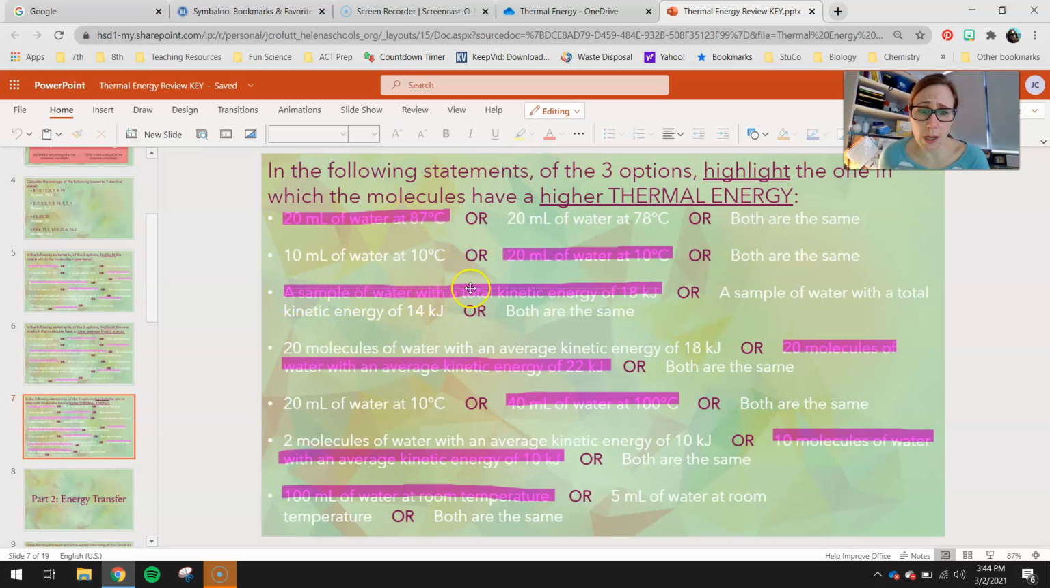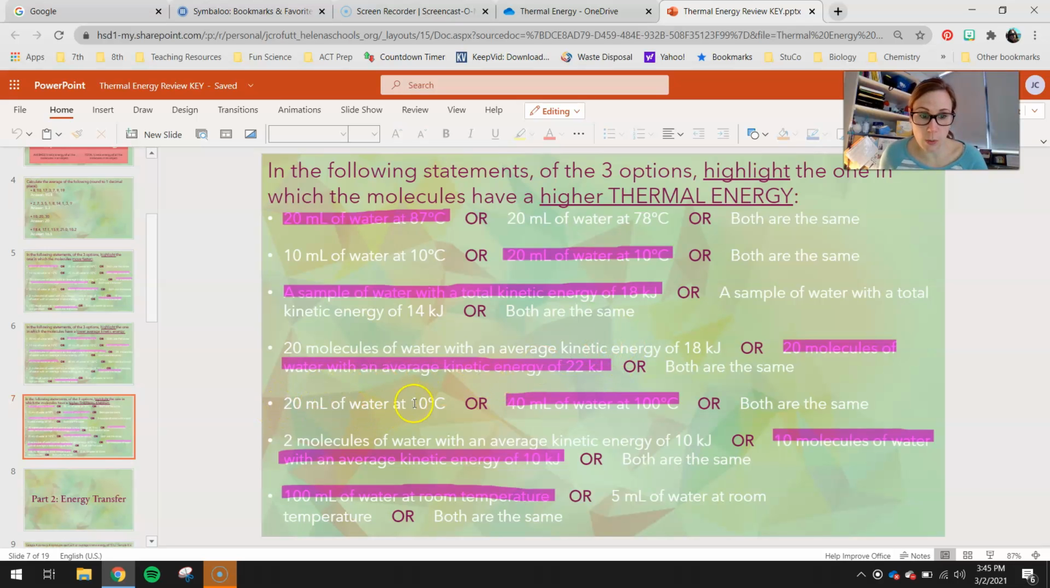Third one, a sample of water with a total kinetic energy of 18. So notice the difference in the verbiage here. I used total versus the last two I used average. So this one's just a straight up which one has the higher total kinetic energy. And in this case, 18 kilojoules is higher than 14. Okay, 20 molecules of water with an average kinetic energy of 18 or 20 with an average kinetic energy of 22. If we were to look, they have the same number of molecules, but these molecules in our second sample have higher kinetic energy, so we'd also have a higher thermal energy there.